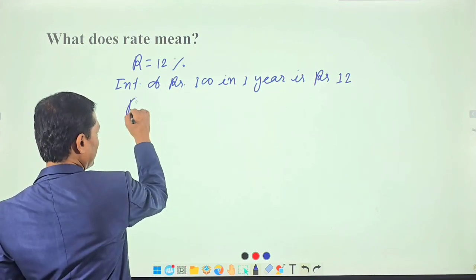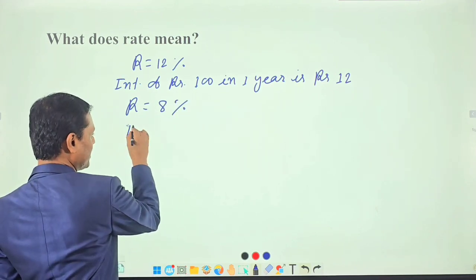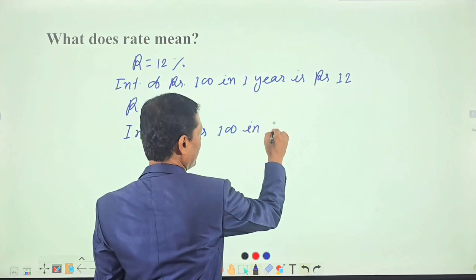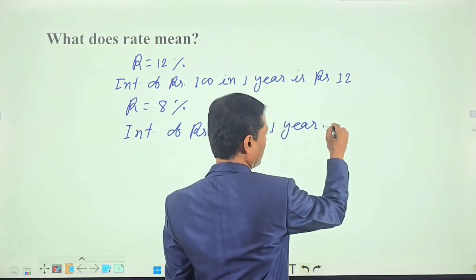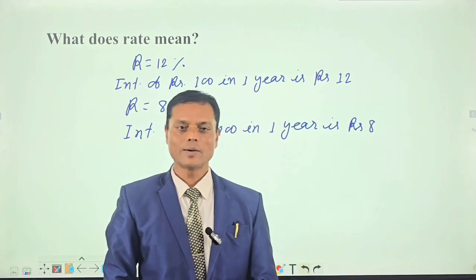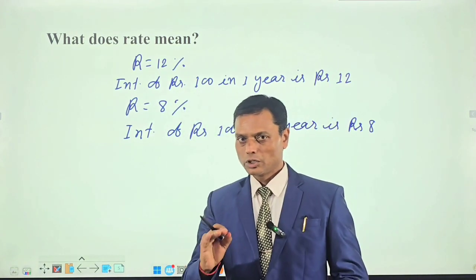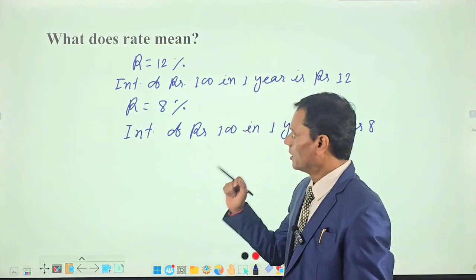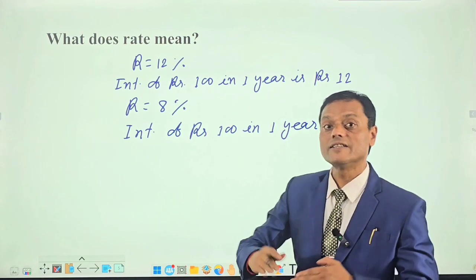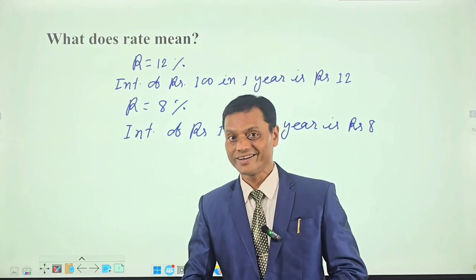Similarly, if the rate is 8%, what does it mean? It means the interest of rupees 100 in 1 year is rupees 8, isn't it? If the rate is 10%, you have to understand that the interest of rupees 100 in 1 year is rupees 10. Just now you saw the definition of rate. If there is a rate percentage, then the interest of rupees 100 in 1 year is that much amount. If the rate is 8%, then rupees 8 is the interest of rupees 100 in 1 year.